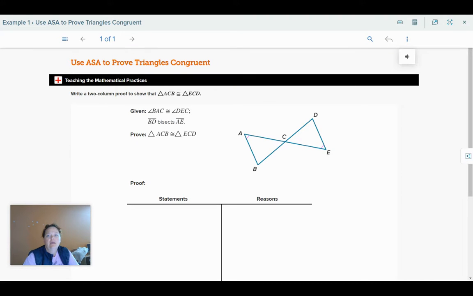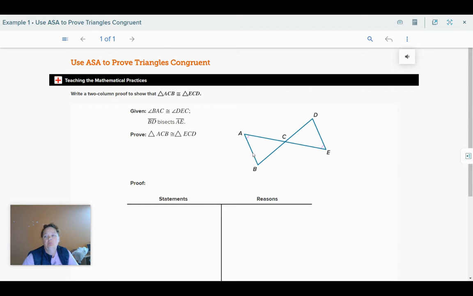We're now going to look at using ASA, angle side angle, to prove triangles are congruent. Here it asks us to make a two-column proof to prove that triangle ACB is congruent to triangle ECD.